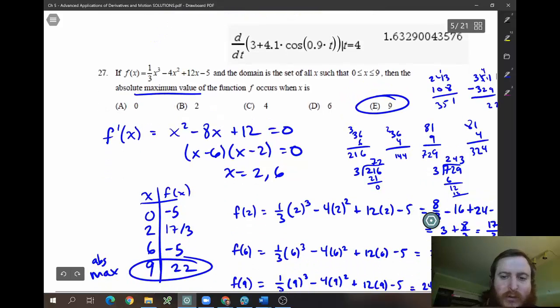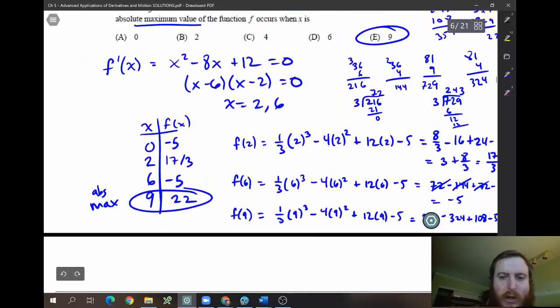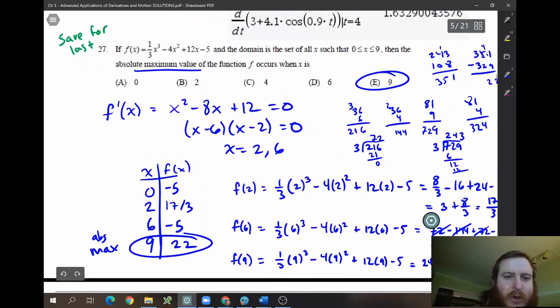All right, 27 is really, really tough. And I want to make a point about 27. If you get any question that says absolute max or absolute min on the multiple choice, literally what I want you to do is save this question for last. You have 2 minutes per question on the non-calculator multiple choice. This question is for sure going to take more than 2 minutes. I mean, look at all the work that I had to do.